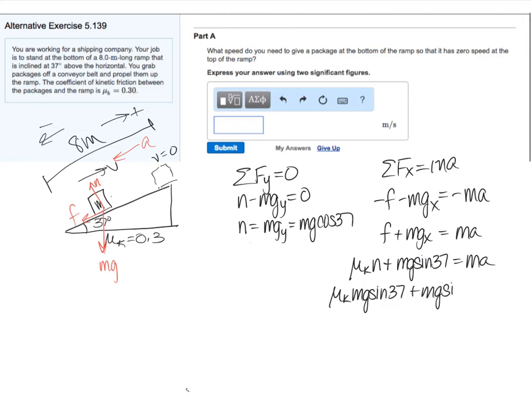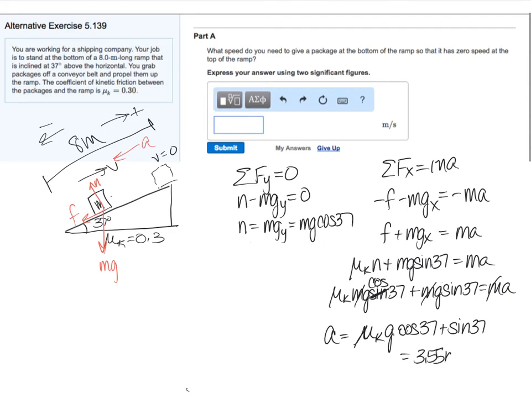Oops, sorry. That's a cosine. I can divide through by the mass, and my acceleration is mu times g times the cosine of 37 plus the sine of 37, which gives me 3.55 meters per second squared. That is the acceleration down the incline.